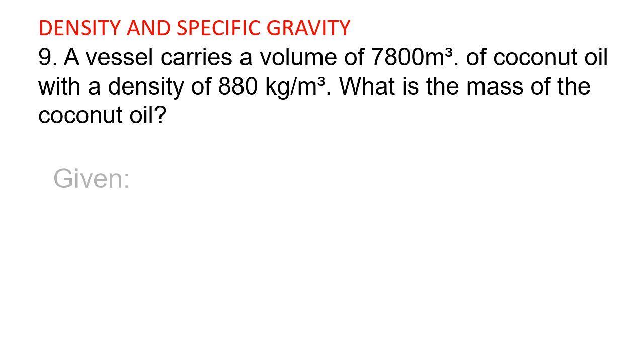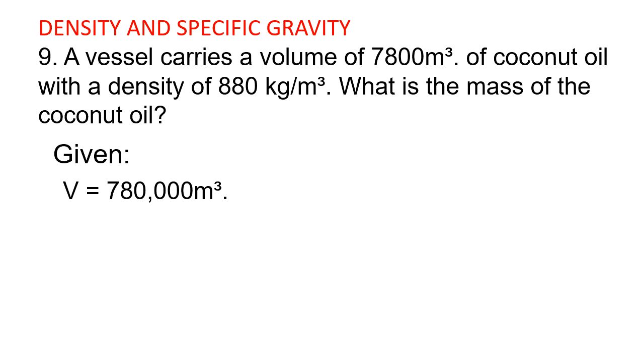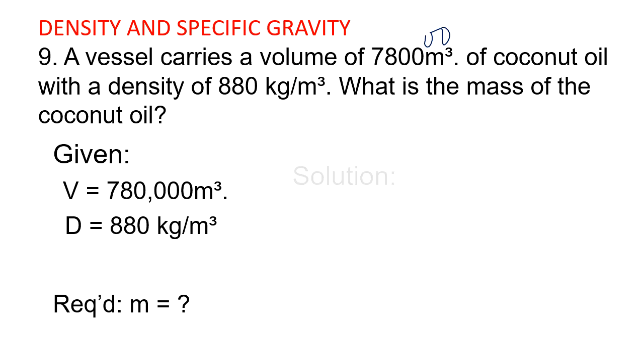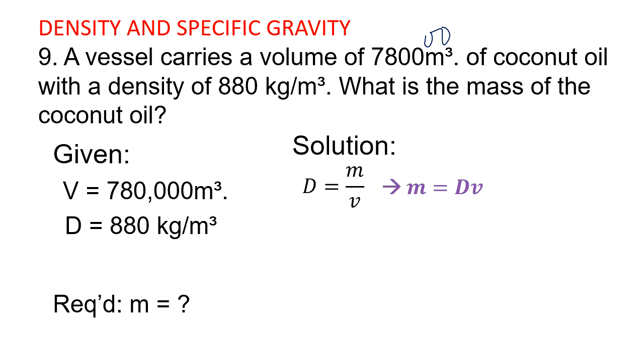Now, from this problem, we know that the given information are the following. Volume is 7,800 meters cube. Density is 880 kilograms per meter cube. And we're asked of the mass. So again, density is mass over volume, and we know that mass is density times volume.